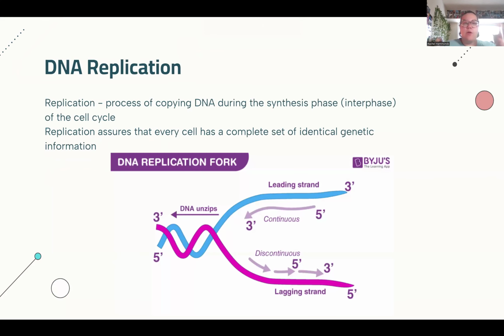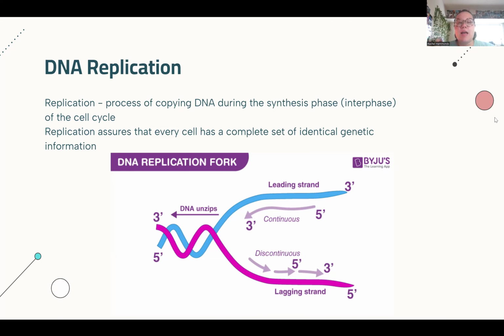DNA replication. Replication is the process of copying DNA during synthesis, in the interphase portion of the cell cycle. This is when the cell is replicating its DNA, getting prepared to divide, right? Replication assures that every single cell in your body has the complete set of the same genetic information. So the cells in your eyes have the same genetic makeup as the cells in your fingers. What's making them express differently is what genes are turned on, what exons are being expressed.